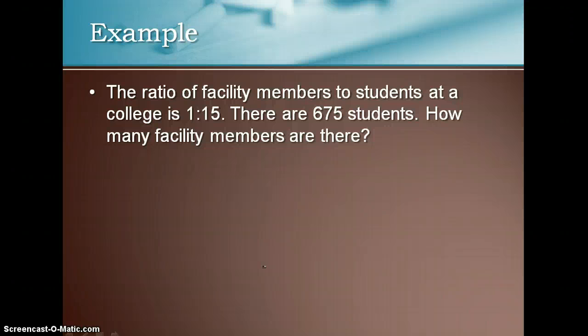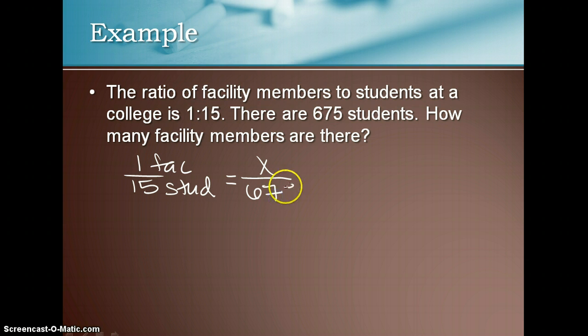So the first example says, the ratio of faculty members to students at a college is 1 to 15. There are 675 students. How many faculty members are there? So the first thing you want to do is rewrite your ratio. So that's 1 over 15. So 1 faculty member for 15 students. And then set that equal, so setting up a proportion, set that equal to, we don't know how many faculty members for 675 students.